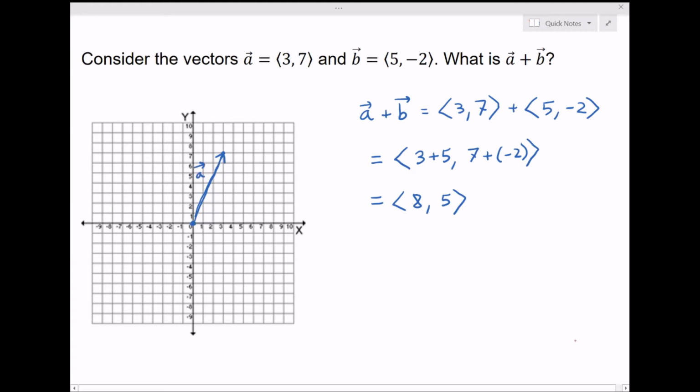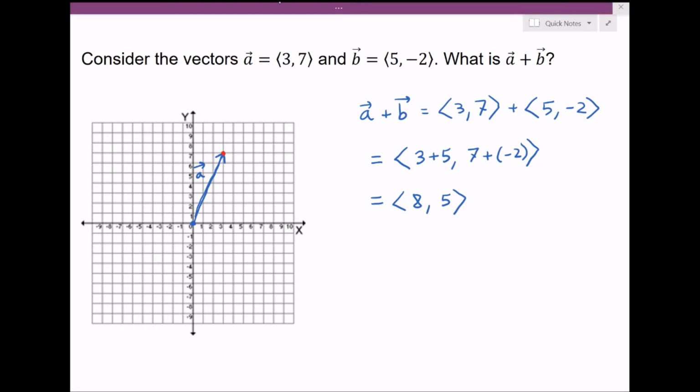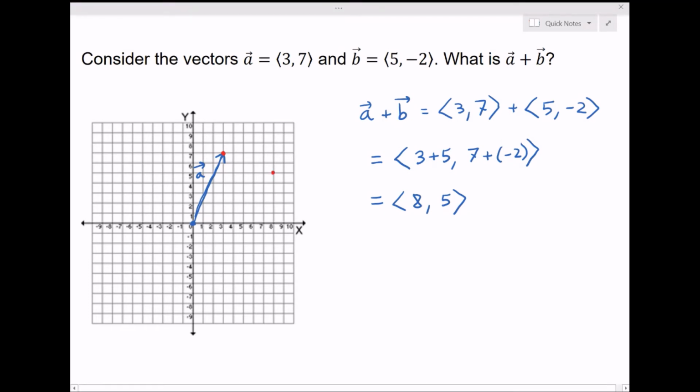But with the second vector, b, if we were just graphing b, we would start at the origin. But we're trying to combine them, right? So start at the head of a right here. That point is where we're going to start graphing b. And b is 5 comma negative 2, right? So from this head, we start by going right 5, down 2. So right 5, down 2, this right here is how b is going to combine with a.